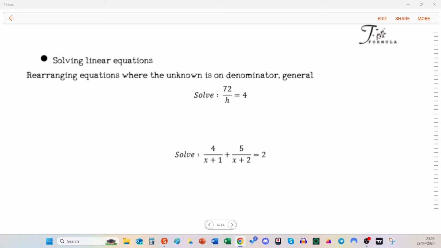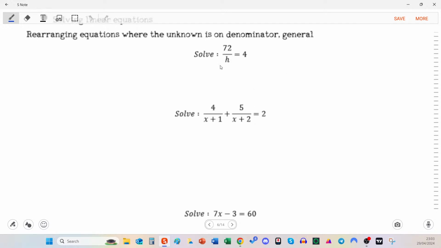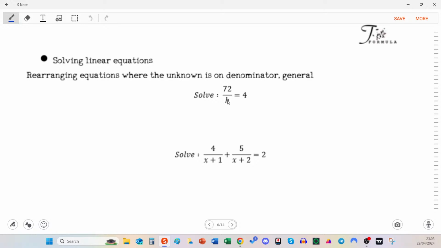Rearranging equations where the unknown is on the denominator. Now, this is something of a pain, and I'm not going to go through basic solving equations. It's just where these two in particular have the unknown on the denominator that cause an issue, because people don't know how to deal with them. You're not used to moving an h over because it doesn't look like you've made any progress. But that's exactly what we're going to do.